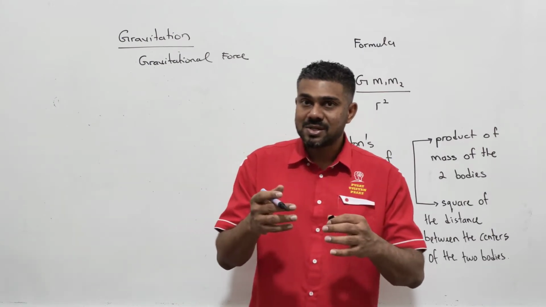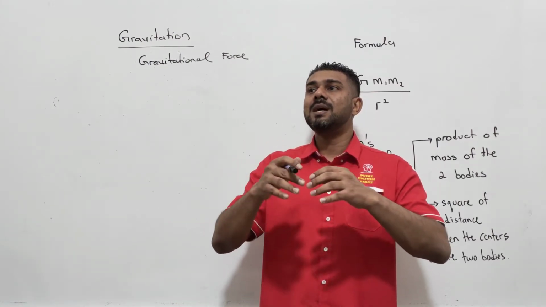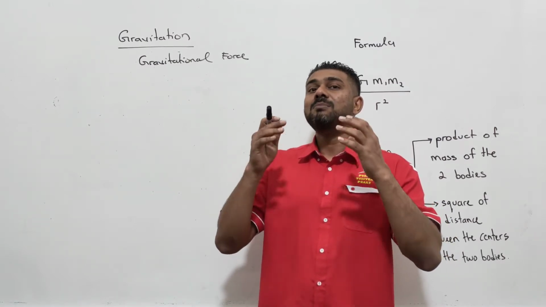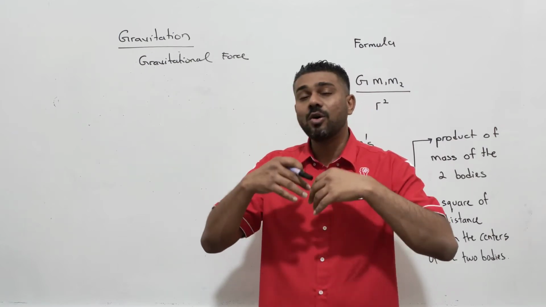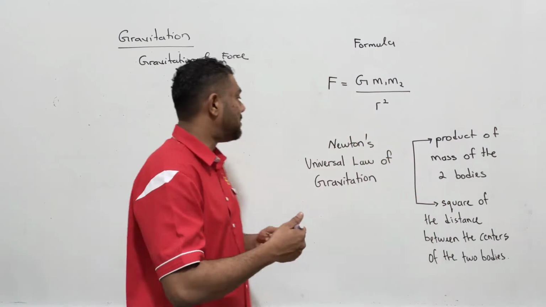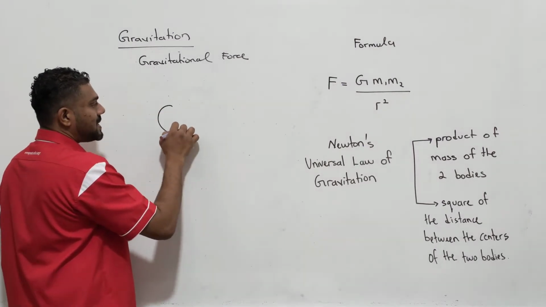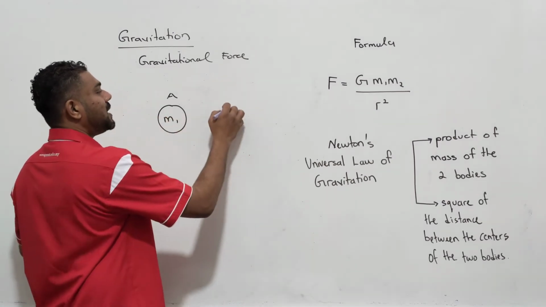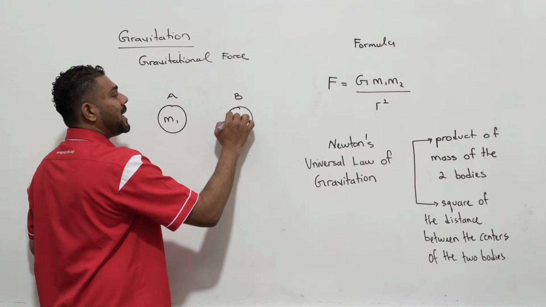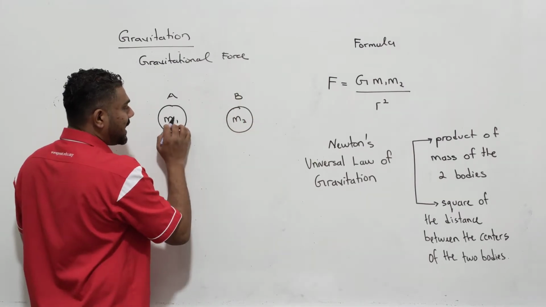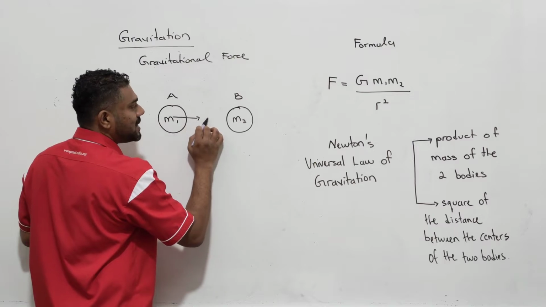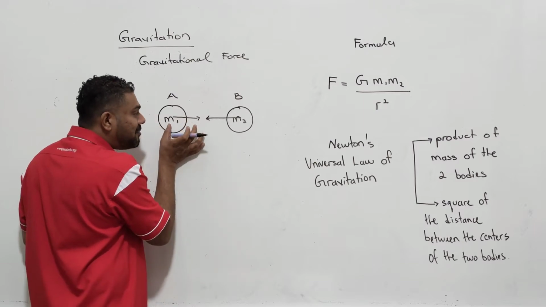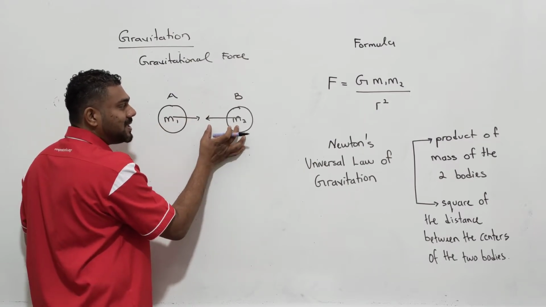So when you talk about gravitation, gravitation is basically a universal force that acts between objects of mass. Let me give you an example, guys. Let's just say you have this planet A. Planet A has mass m1. And then you have planet B, of mass m2. Now there is a force of gravitation that pulls both objects towards each other. And the value for that force of gravitation is the same.